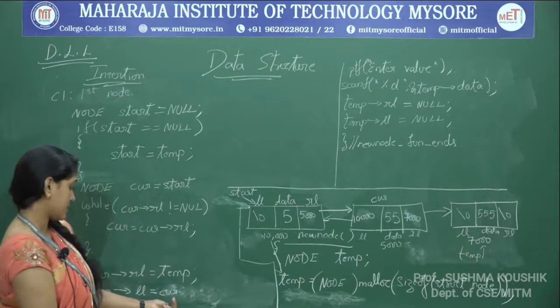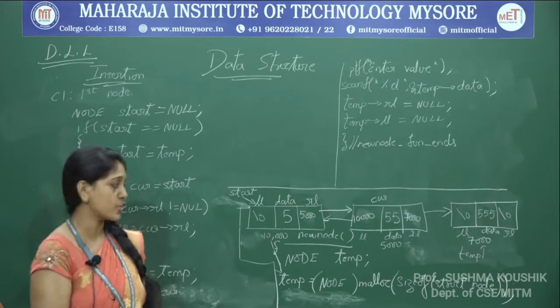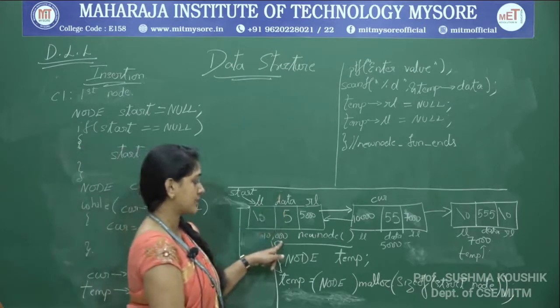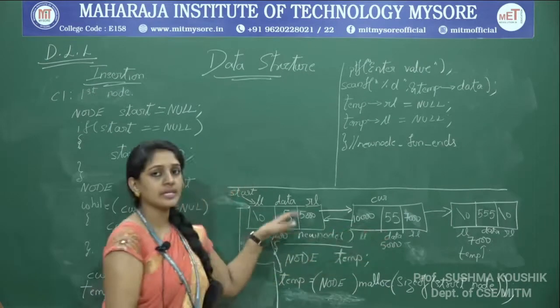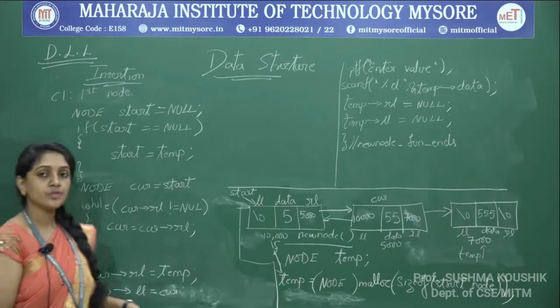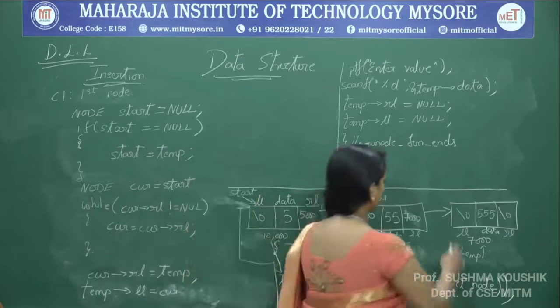Current is having 5000. So if I have made a mistake in the previous insertion, please make sure. Okay, current of RL is not required. Current itself will be holding 5000. So if I just put temp of LL is equal to current, that will suffice the point. Okay, so with this, temp of LL is equal to current.